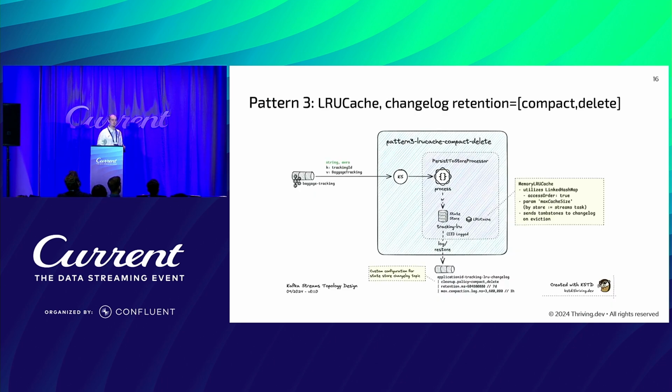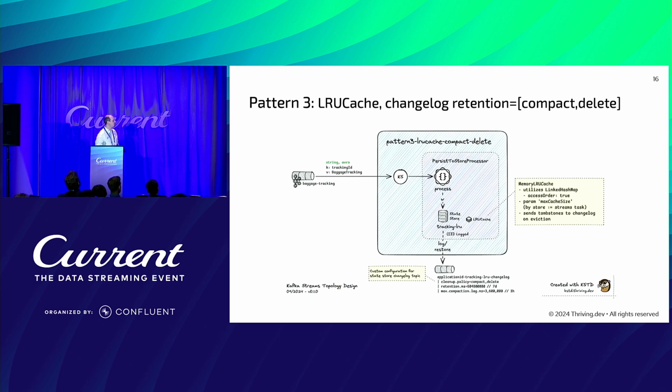Pattern number 3 is the first one that's different from the first two, where we use this least recently used cache. It looks quite similar in that very basic example. We have our topic, a stream, a processor, where we just write to our state store. But this state store is not the default, so it's not a RocksDB store, but it's using this LRU cache. It's also locked.